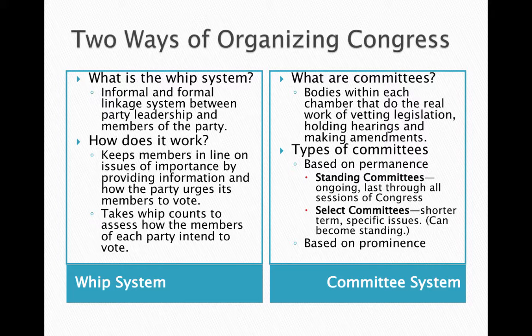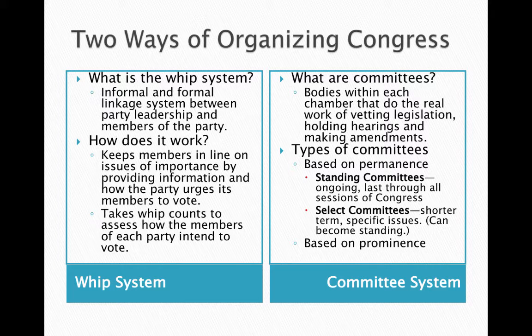And what this does is it keeps members in line on issues of importance. It tells members what the party leadership is thinking and how they urge people to vote. But they also do other things, like they take counts of where people stand. So if an important bill is coming up for a vote, the way that they know how they're probably going to vote in terms of the entire party is because they're able to do these counts. And they can also pass along information both ways, right? Representatives can pass information up to party leadership through the whip system as well.